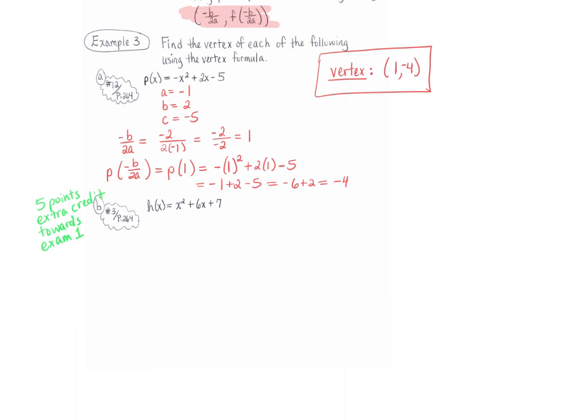All right, look. So you're going to start off the problem with your vertex formula, but first you want to write out your problem. X squared plus 6x plus 7. What's missing? The h of x.